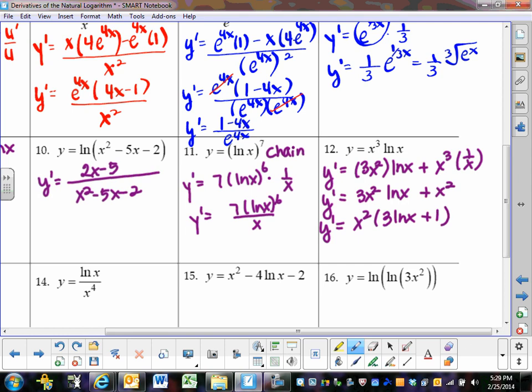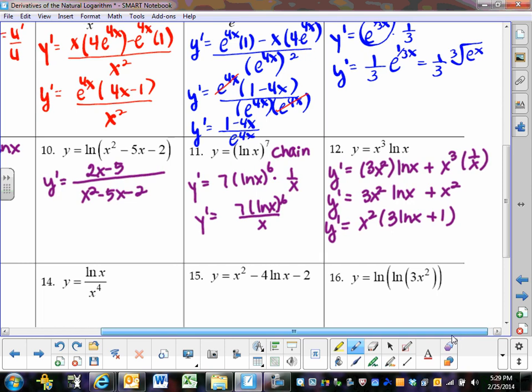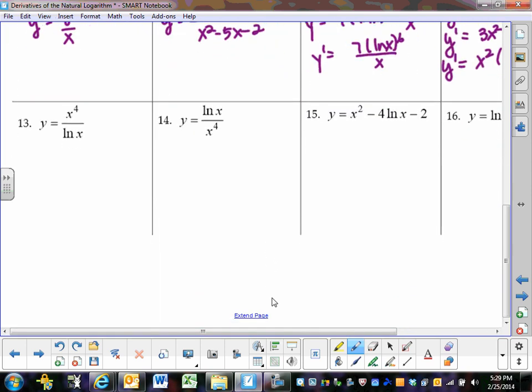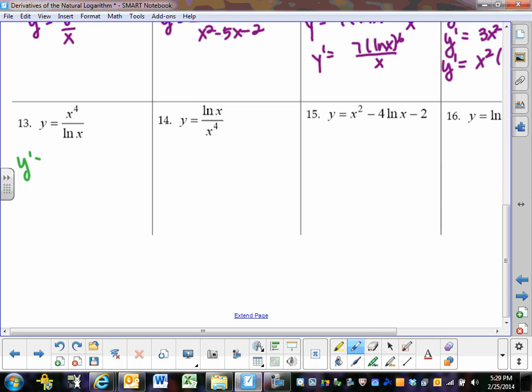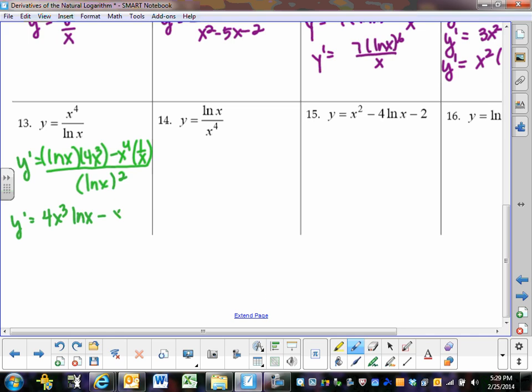Okay, number 9, we can definitely simplify. We can pull the 6 down because the 6 is on the x, and rewrite this as 6 natural log of x. So the derivative is 6 over x. For number 10, we have exactly u prime over u. There's no simplification for plus and minus. So x squared minus 5x minus 2 goes on the bottom, and 2x minus 5 goes on top.